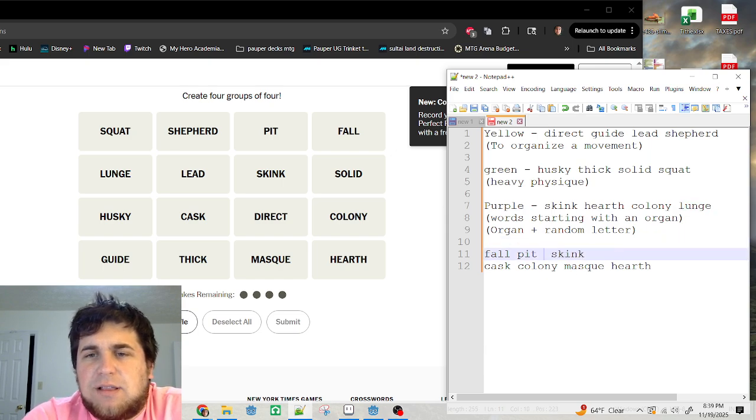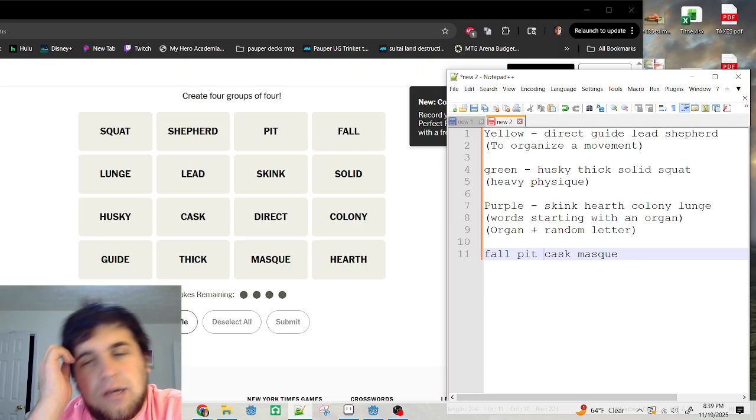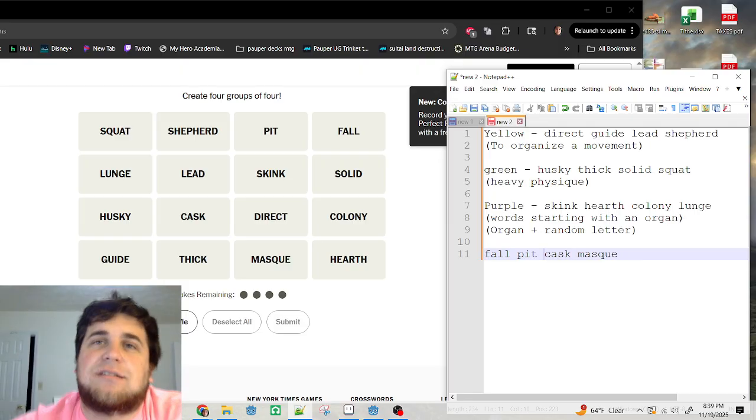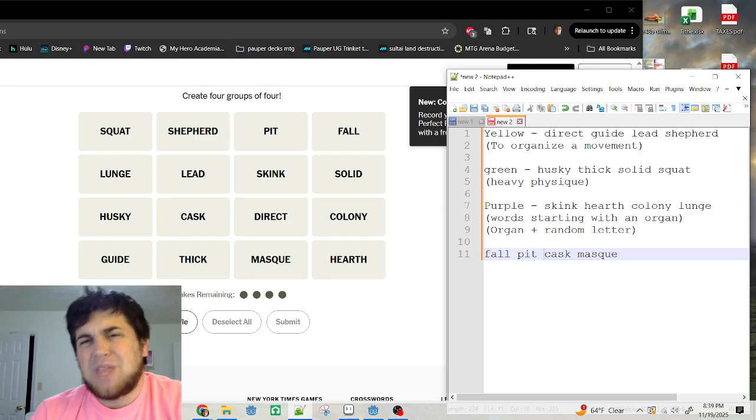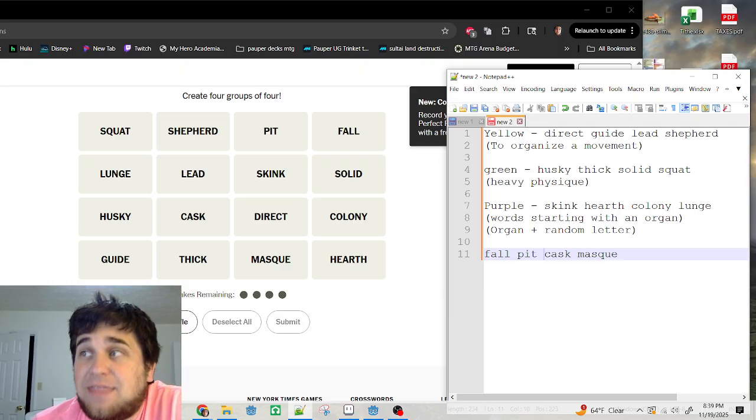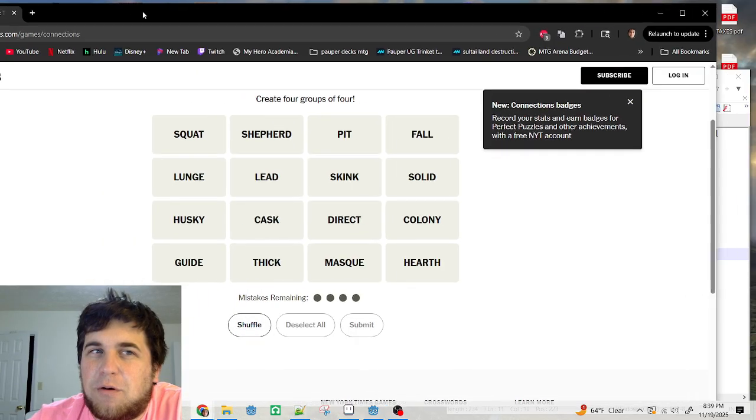Okay, so if we're getting rid of lunge, skink. Interesting that we didn't get rid of mask, which is just a weird one. Mask, cask, fall, and pit. All right, mask and cask. I was thinking this earlier, actually, because I'm an English teacher. When I hear the word cask, I think of the Cask of Amontillado. When I hear the word mask, I think of Masque of the Red Death, or is it Mask of the Red Death? Both of which are Poe works, Edgar Allan Poe.